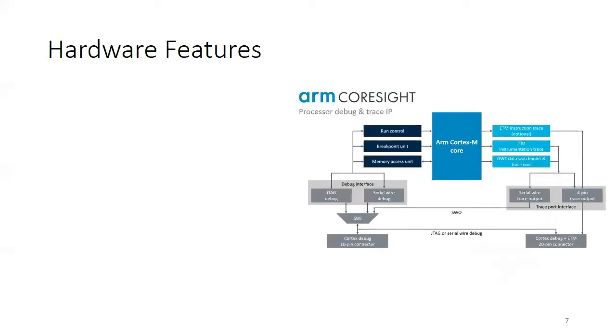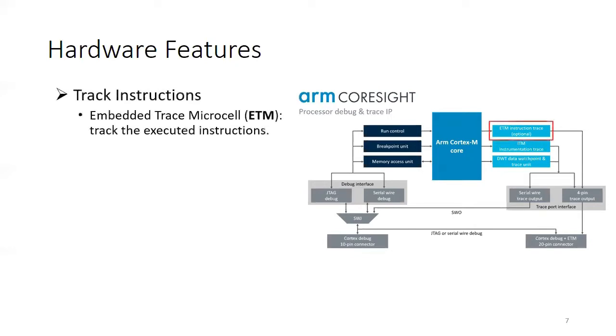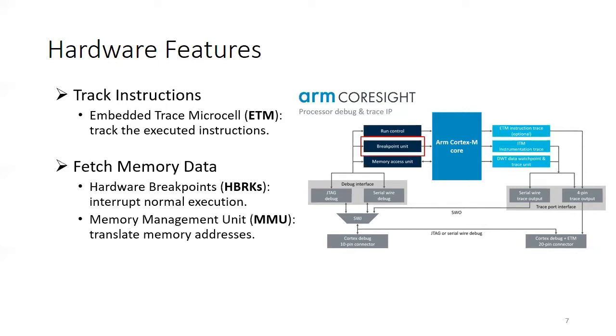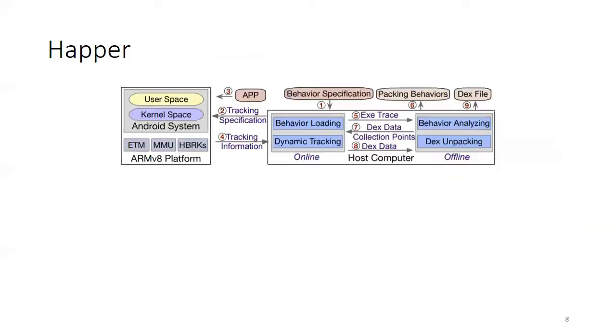Happer leverages 3 hardware features of the ARMv8 platform to track executed instructions of packers and the demanded memory data such as the dynamically released bytecode to identify packing behaviors and unpack packed apps. Specifically, Happer uses the Embedded Trace Macrocell, short for ETM, to trace the executed instructions of packers with no additional overhead. Meanwhile, it uses hardware breakpoints, short for HBRK, and the memory management unit, short for MMU, to interrupt the normal execution of packed apps, and then retrieve the demanded memory data in order to identify the packing behaviors and collect the released bytecode for unpacking packed apps.